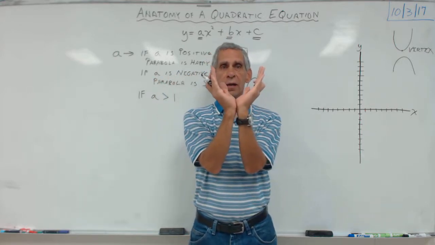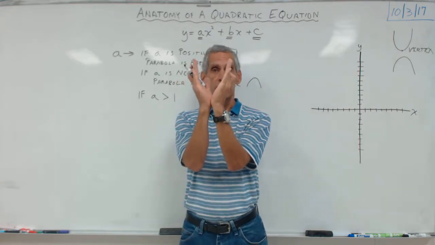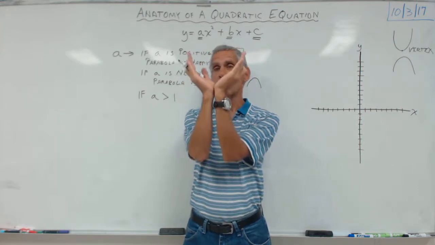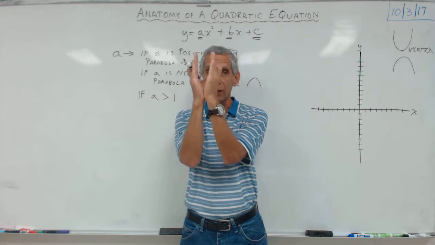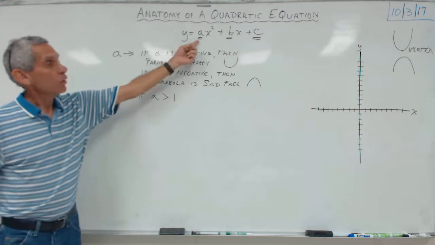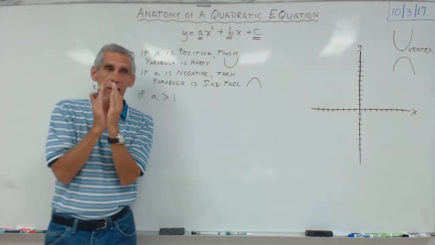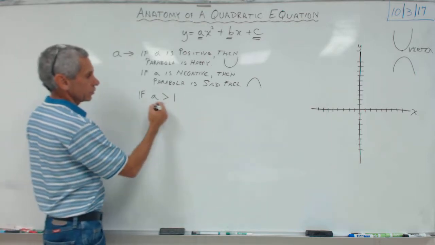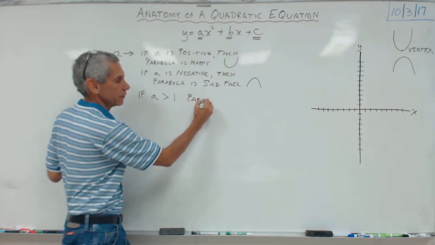But as soon as I make A greater than 1, it starts to get narrower. Does that make sense? So y is 2x squared, it would look like that. 4x squared would look like that. 10x squared would be really, really narrow. So as A gradually increases, the narrowness of the parabola increases as well. So if A is greater than 1, the parabola is skinny.